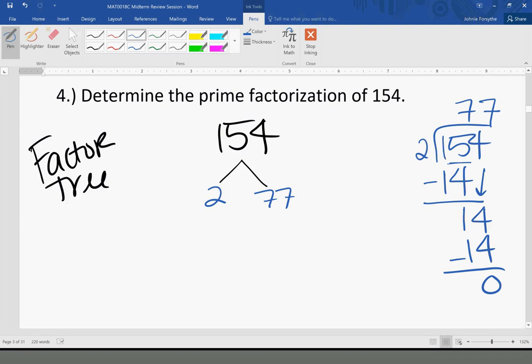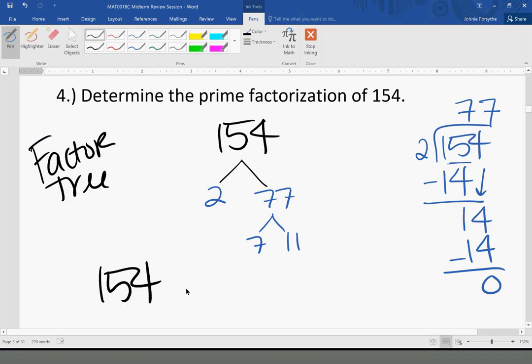And so we want to keep doing this until we have nothing but prime numbers. 2 we cannot break down further because 2 would only be broken down to 2 times 1. So 2 is a prime number. But 77 we can break down further. Because it's 77, we know that this will be 7 times 11. Now 7 can't be broken down further. 11 cannot be broken down further. So we have all prime numbers at the bottom of our factor tree. So that gives us the prime factorization. 154 is 2 times 7 times 11.